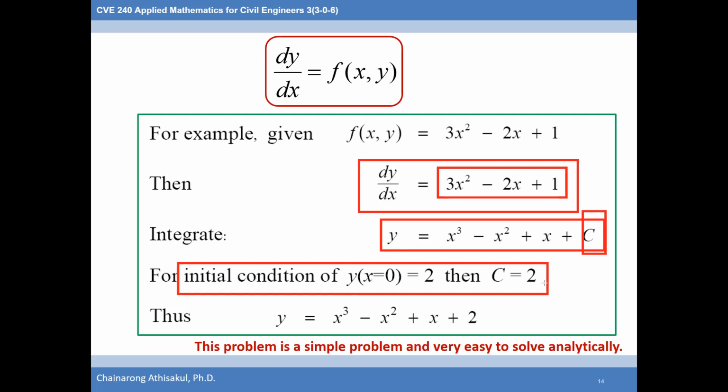For the initial condition, it means that when x equal to 0, this is the initial value, and y becomes 2. This condition is how the problem has to be defined. According to this condition, we can determine c. The constant c becomes 2. And now we have the exact solution right here, that is y = x³ - x² + x + 2. This is the exact solution of this differential equation. It is not hard to understand, right? Because it's just a polynomial function.